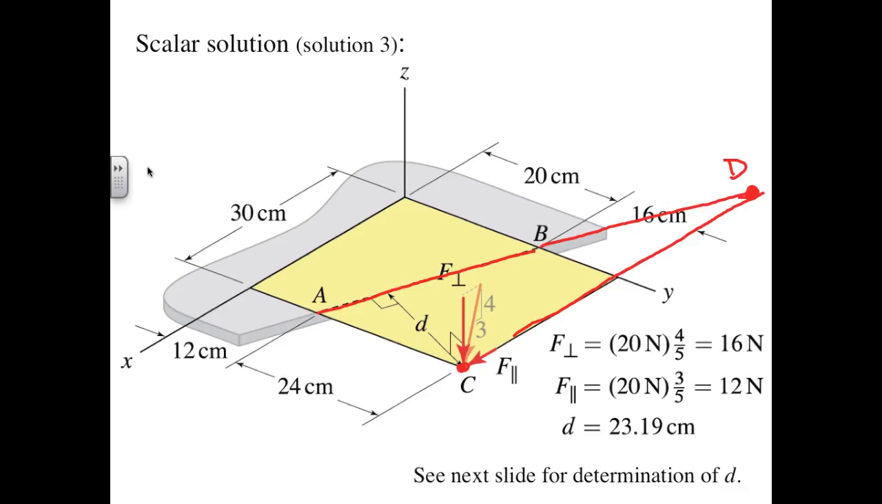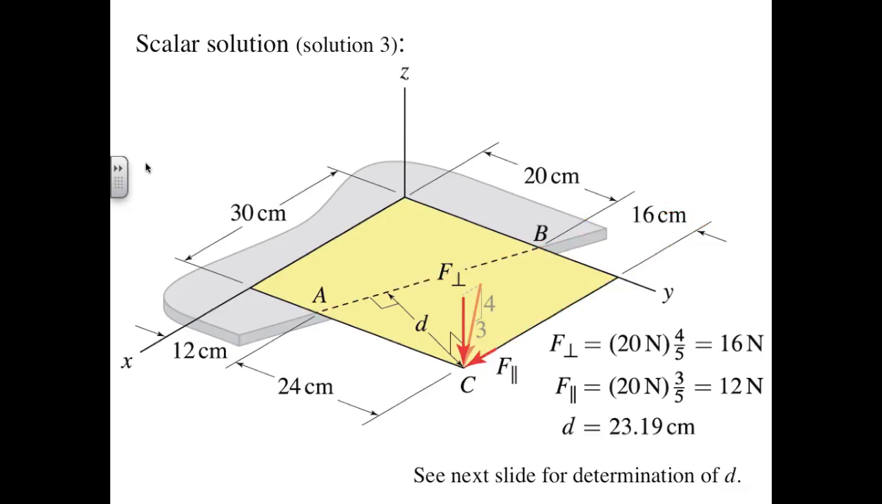If I had picked a different point, let's call it E, then REC cross F parallel isn't 0, but since REC and F parallel both lie in the xy plane, the cross product that results will be purely in the z direction. The projection of a vector in the z direction onto the xy plane is also 0.